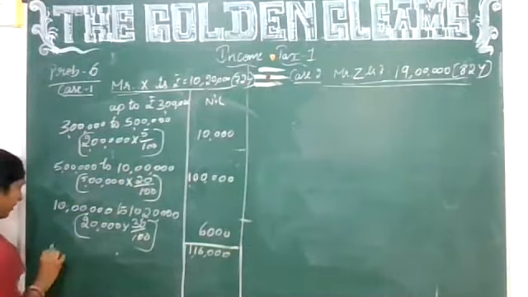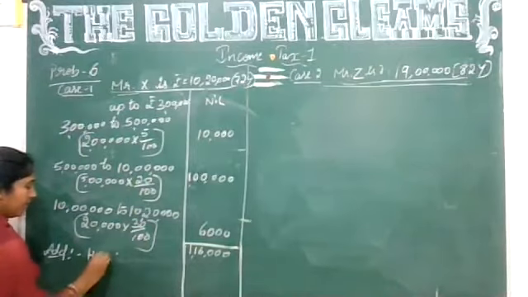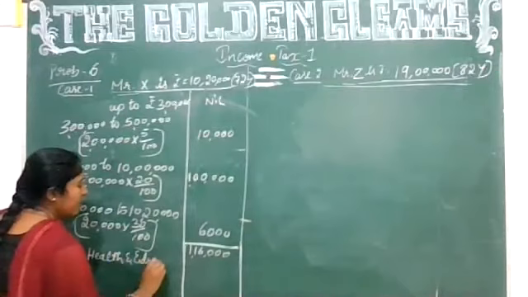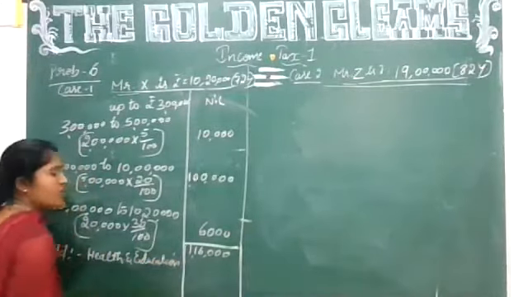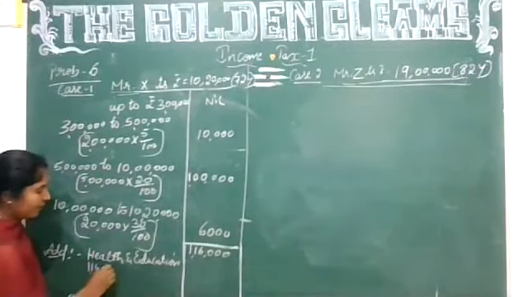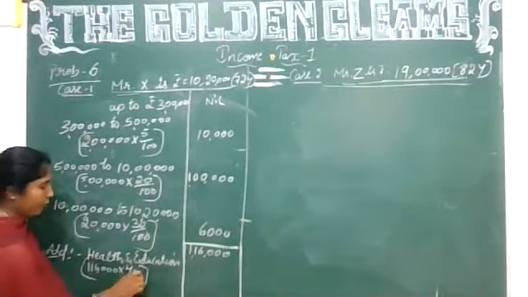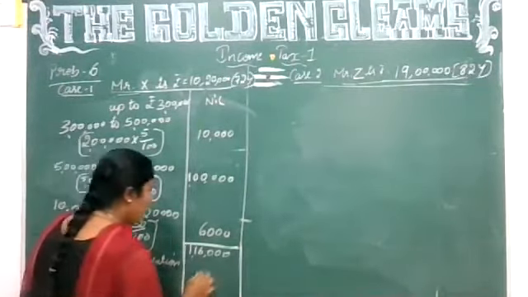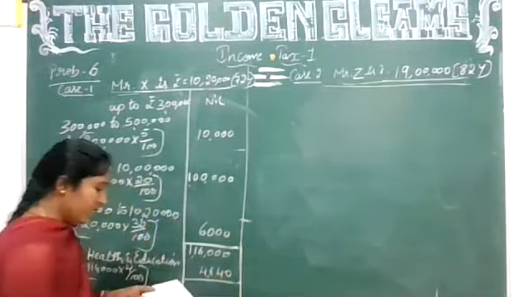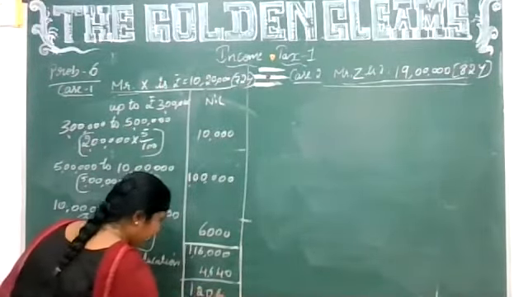Next, we're going to add a health and education cess. The health and education cess is 4%. 1,16,000 into 4 divided by 100. The answer is 4,640. The total answer is 1,20,640.